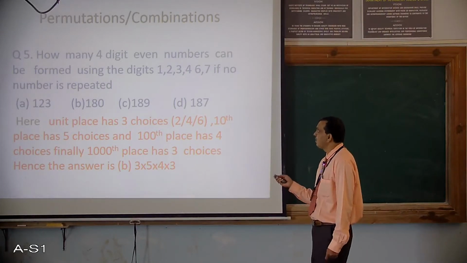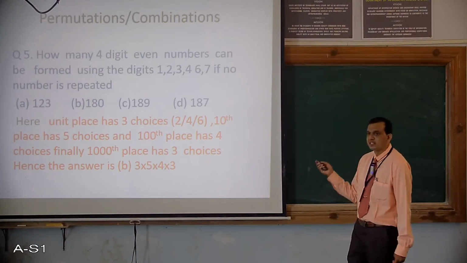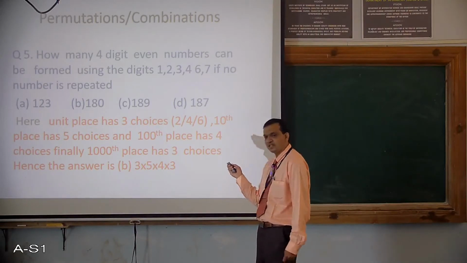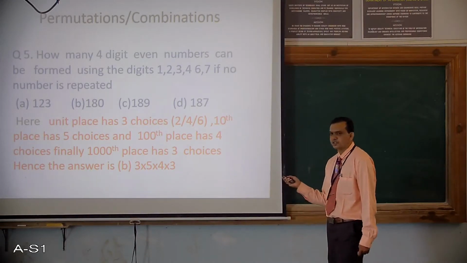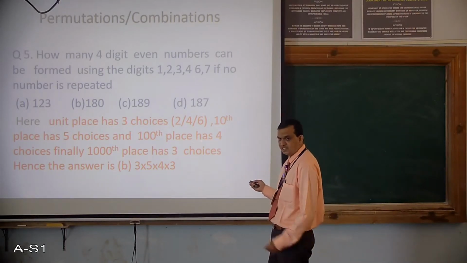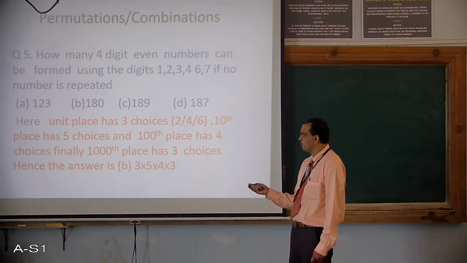Now, first of all, we are finding 4-digit even numbers. So remember, if it is an even number, the last digit should be 2, 4, 6. As per 1, 2, 3, 4, 6, 7, there is no 5. The last digit has to be 2, 4, 6. So first of all, we have fixed the unit place with 3. The last digit means coming from the right side. Then we have the 10th place. So immediately after the unit place, there is the 10th place.